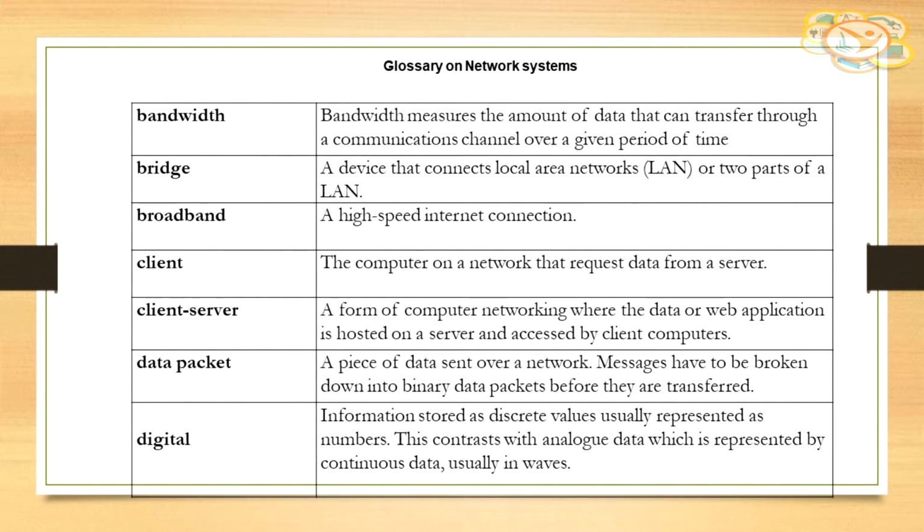First of all, let's review the glossary on network systems. The first word is bandwidth. Bandwidth measures the amount of data that can transfer through a communications channel over a given period of time. Bridge, a device that connects local area networks or two parts of a LAN. Broadband, a high-speed internet connection.